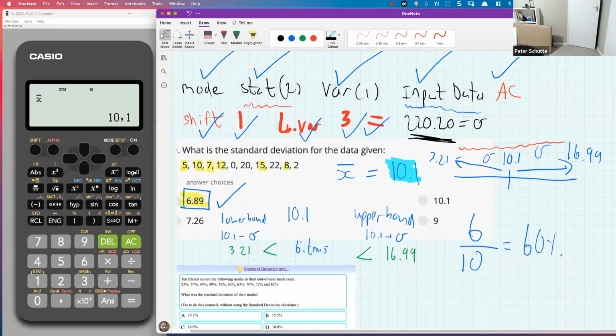And then Isamayeni, can there only be one standard deviation for a data set? So at school, we only deal with the population standard deviation. There's something else called the sample one, which is the S, but we don't deal with that. There's only one standard deviation for a data set at school. Okay. Awesome.